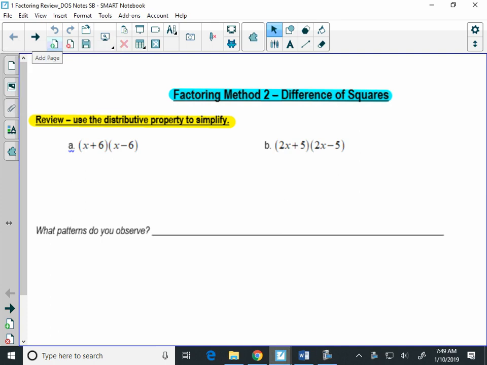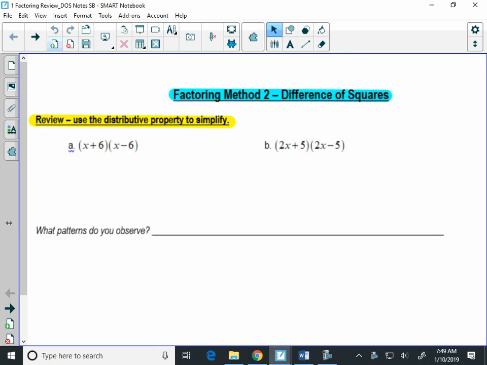Alright, this next video is on review with factoring by difference of squares. So, this is a specific factoring method. It only works in certain cases. We'll see what those are here. There's only a short set of practice because it's a pretty quick factoring method, but if you need extra help at the end, just ask your teacher.